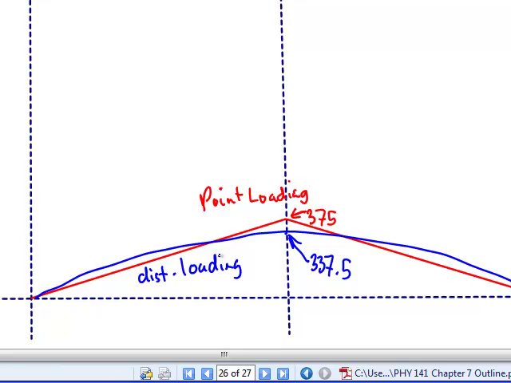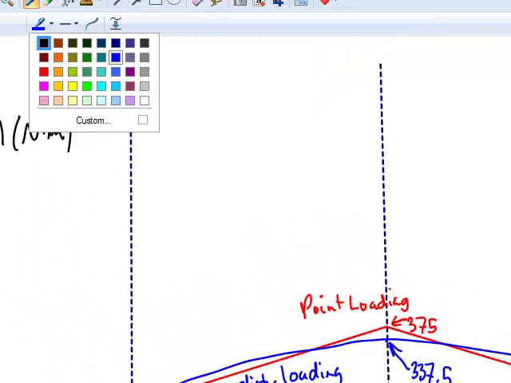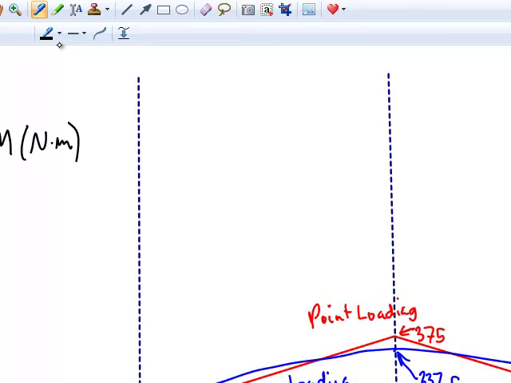So what's the actual moment diagram going to look like? Where's the maximum going to be? Now, both of these maximum occur at the same point, which is the middle of the beam, the center of the beam. So we would just add those two values together. So that would be 712.5 Newton meters.